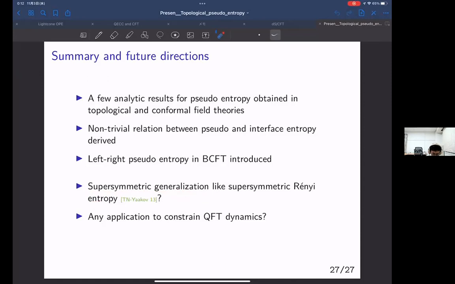This is my personal comment, but I'm also interested in a supersymmetric generalization of pseudo entropy. For the Renyi entropy, some years ago, I introduced a supersymmetric version of Renyi entropy, where we can calculate Renyi entropy even for strongly interacting theories, thanks to supersymmetry. So we can perform analytic calculations even for interacting field theories. If we were able to supersymmetrize pseudo entropy, then we would also be able to calculate super pseudo entropy analytically for strongly coupled field theories, and we would get more insights about quantum entanglement in such cases.